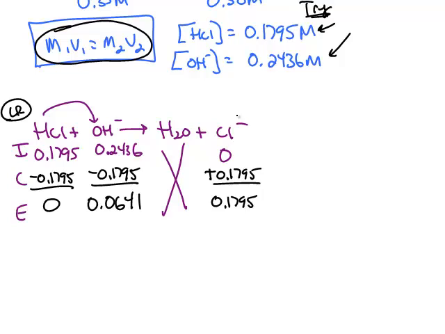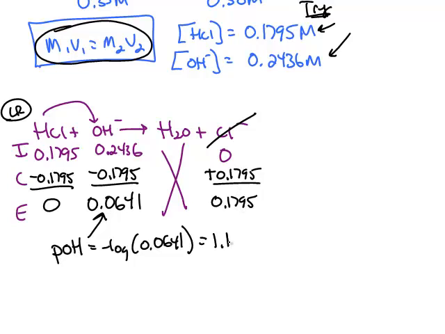0.0641 molar, and we have chloride, but we really don't care about the chloride concentration because chloride is not an acid and not a base. So if we know how much hydroxide we have, we can calculate the pOH by taking the negative log of 0.0641, and our pOH is 1.19. Subtract from 14 to give us a pH of 12.81.